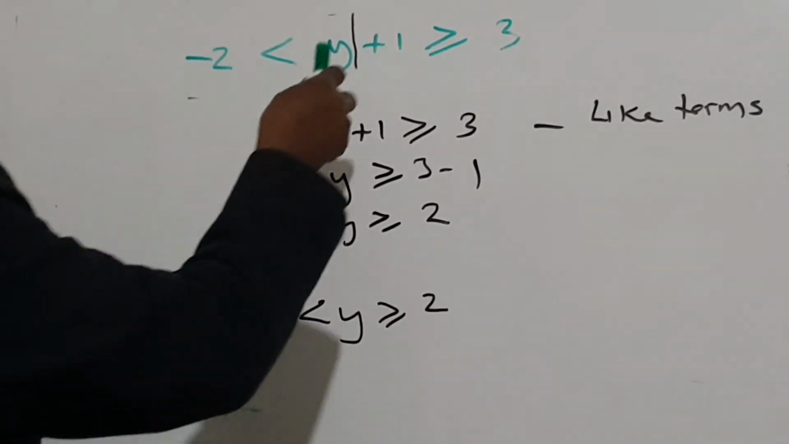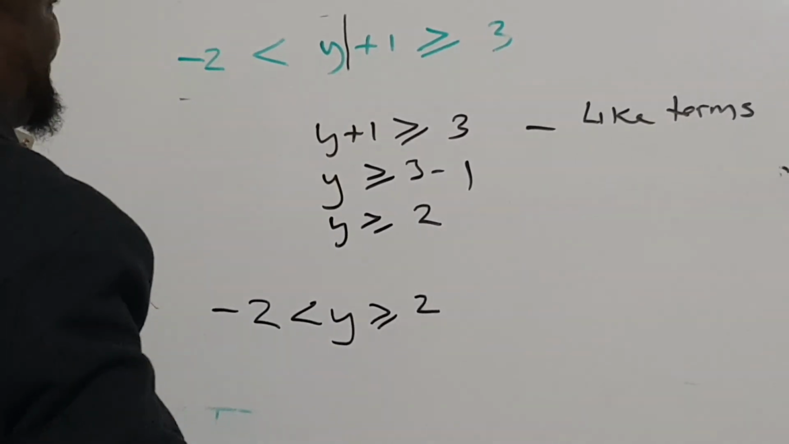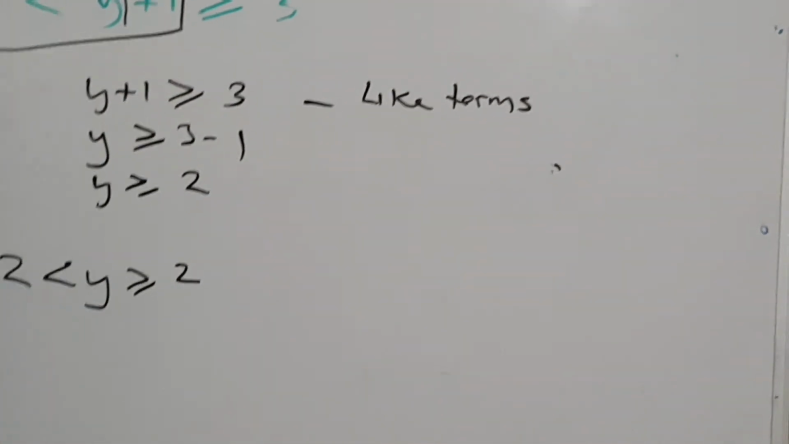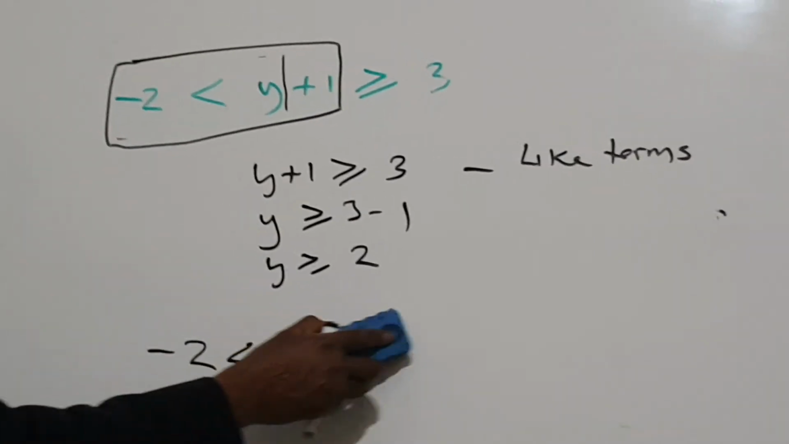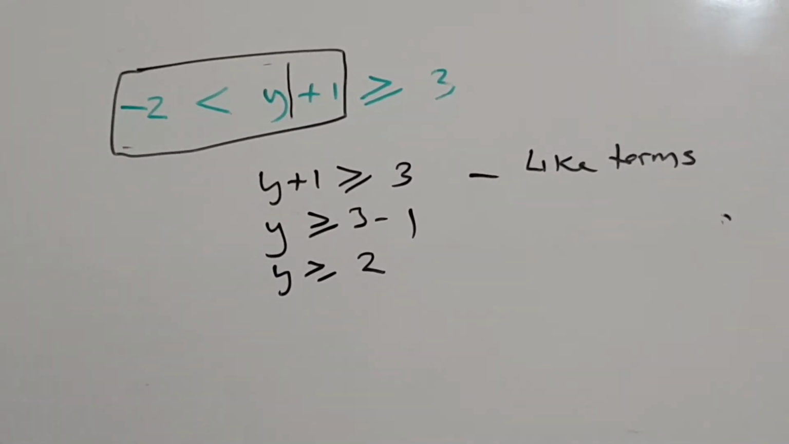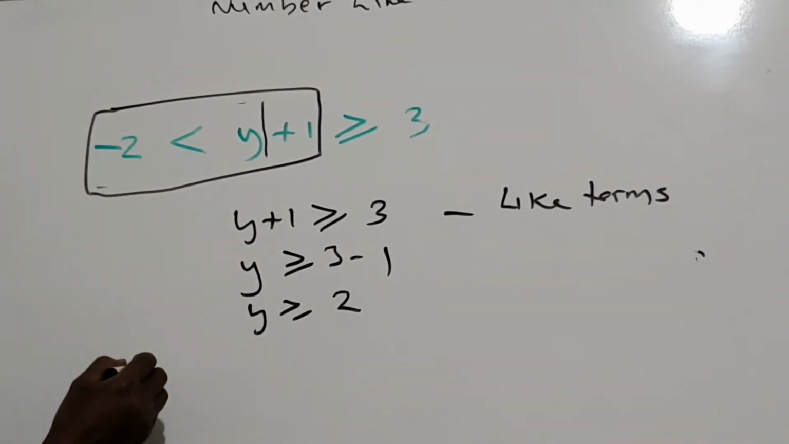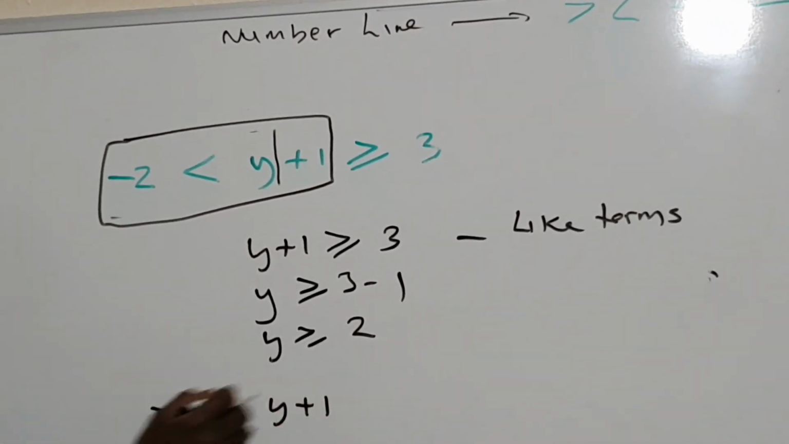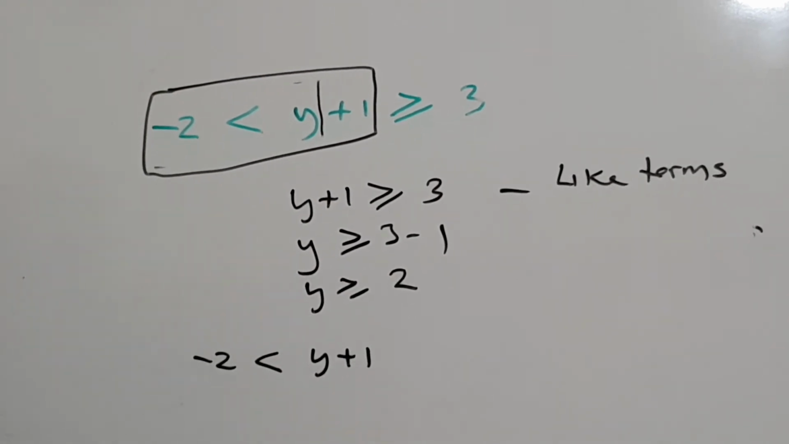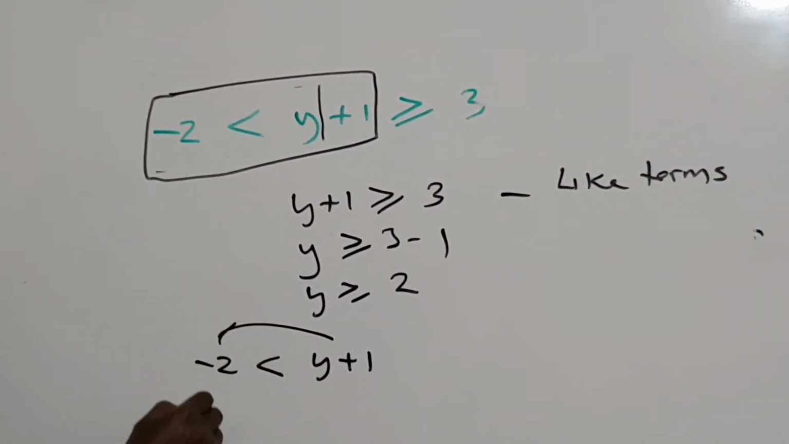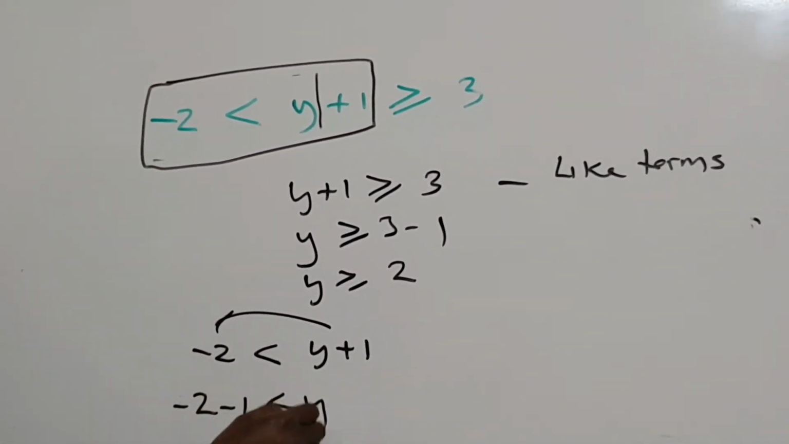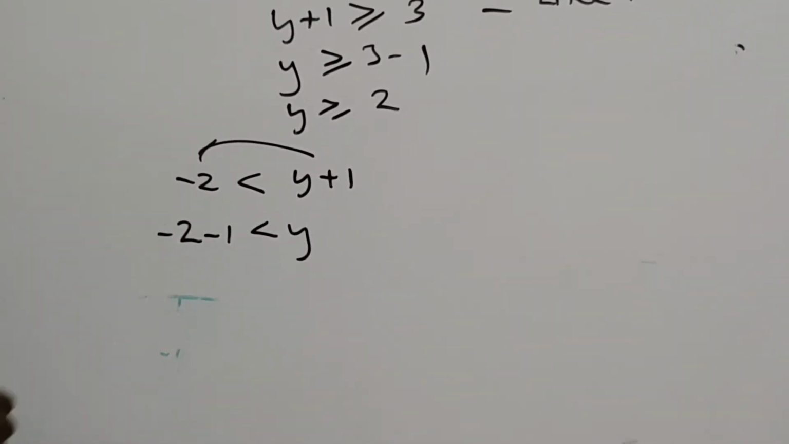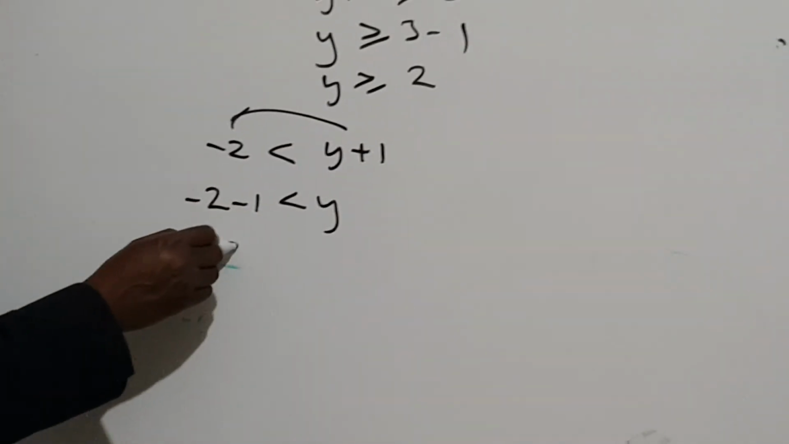Yes? We look at this other equation also. Okay? We look at that one also. That one said minus 2 is less than y plus 1. You get it? So we move this over the equal sign, we come minus 2 minus 1 is less than y. Minus 2 minus 1, what is this? What did we say? The answer will be minus 3.